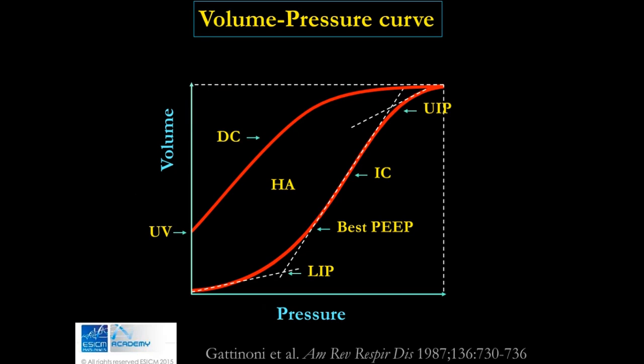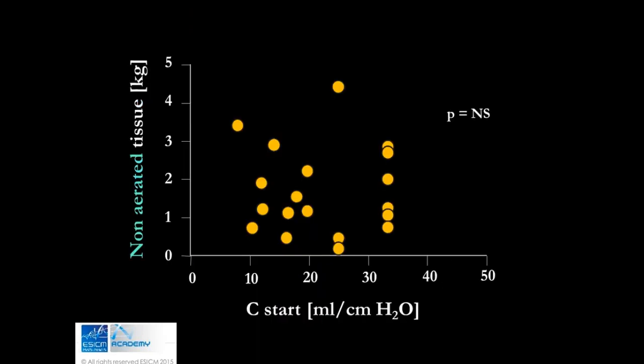I think when we started to have the in vivo anatomy with the CT scan, we started to compare it with the physiological variables. I think the most important thing at that time was this one. When you start to say, okay, look at the compliance, and we plotted the compliance versus the non-inflated tissue, which is the amount of tissue which is edema, maybe half a kilo, 1 kilo, 1 kilo and a half, we could not find any relationship. And it was very disappointing.